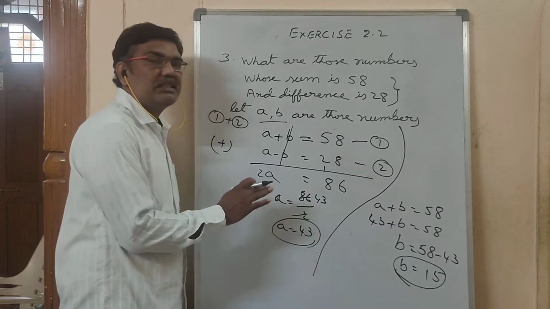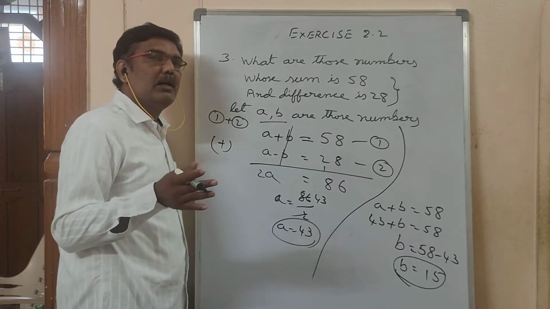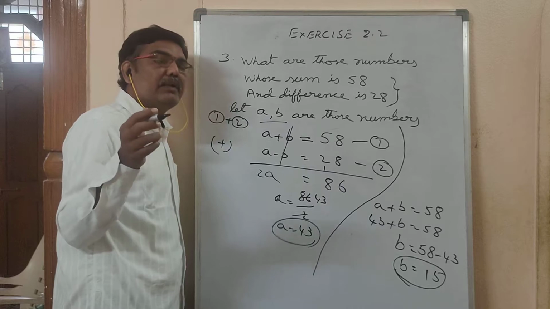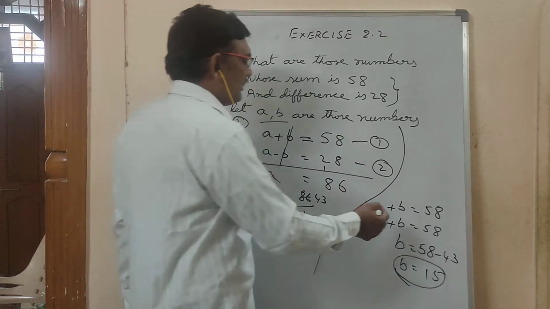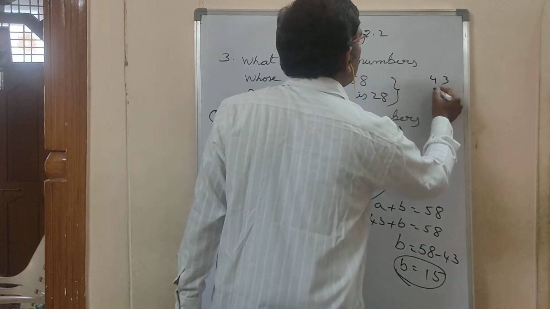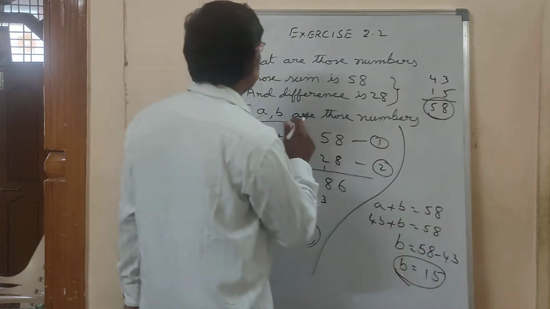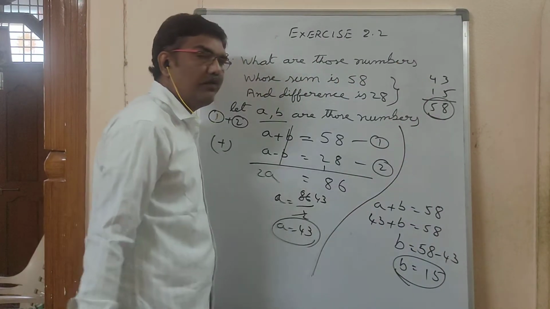Is this problem correct or wrong? No need of saying by the teacher. You can self-check your answer. How can you check it? The two numbers, 43 and 15, if you add, you are getting 58 or not? So the sum of the numbers is how much? 58. These two if you add, you also got 58.